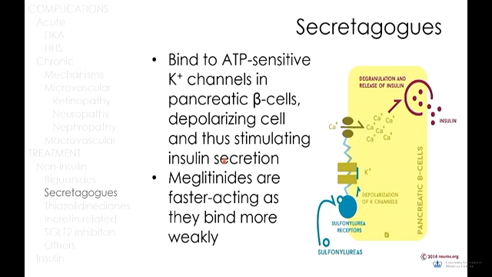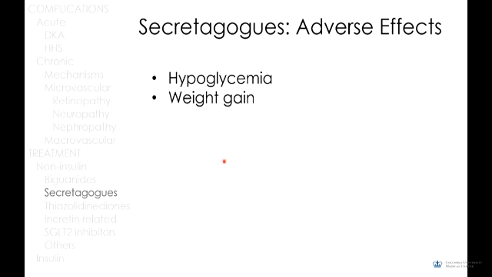So how do these agents work? They bind to the ATP-sensitive potassium channel in your pancreatic beta cells. I think Rob talked about this briefly. By doing that, they depolarize the cell. It leads to increased calcium release in the cell, and this leads to insulin secretion. Like I mentioned earlier, because these medicines are just telling your pancreas to secrete insulin no matter what, they do carry a risk of hypoglycemia. These are also associated with weight gain.